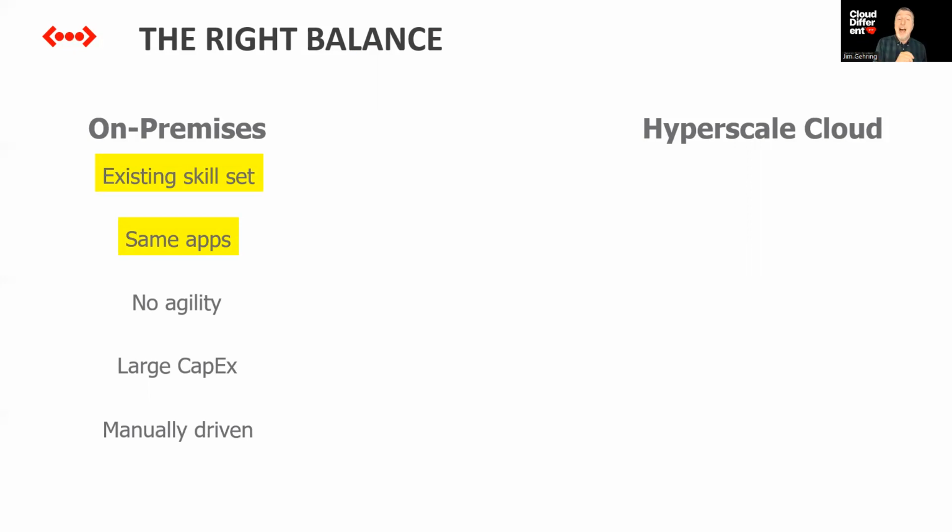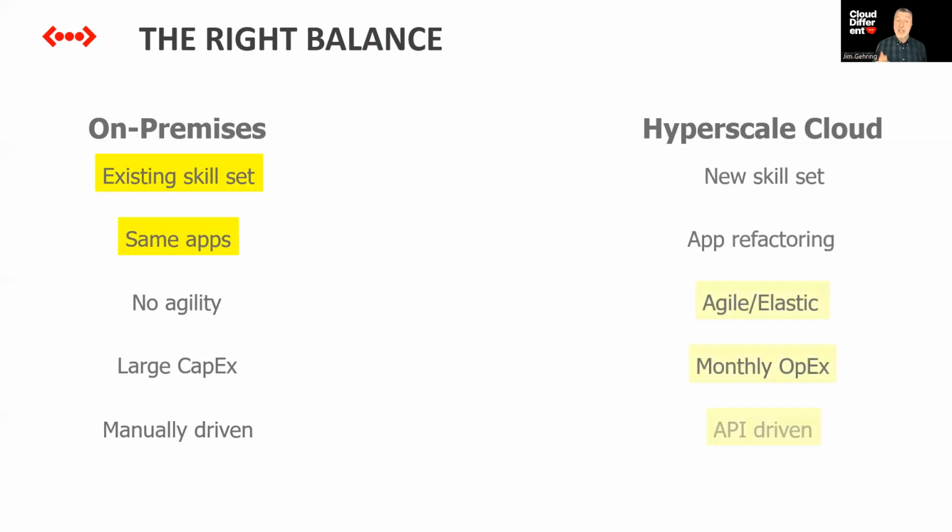And I also have apps that aren't ready for refactoring. So lifting and shifting over there is going to cause some problems. And I'm going to need new skill sets. I'm going to need app refactoring, or it's going to come over as is, and it's going to be a bit of a boat anchor. But I do get agile and elastic, yay, monthly OpEx, and API driven. How else am I going to automate the you-know-what out of this stuff?